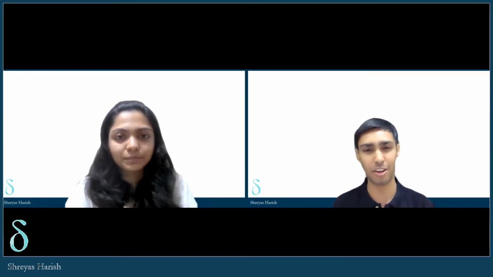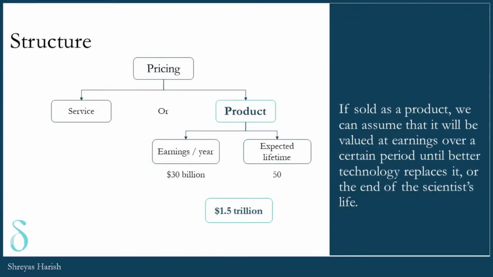Is that fair, or should I revisit some of this? Yeah, it sounds fair. If sold as a product, we assume that the time machine will be valued by any purchaser in a similar way to how the mad scientist would really monetize the same. As such, we arrive at $1.5 trillion as a perceived value of this product in sale.